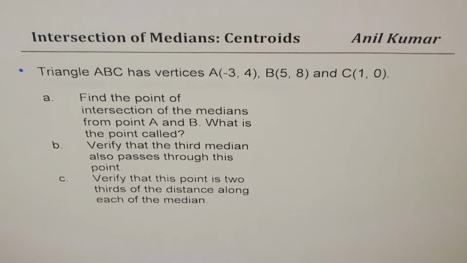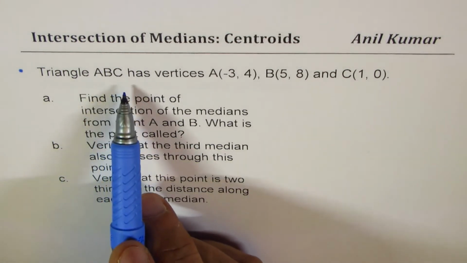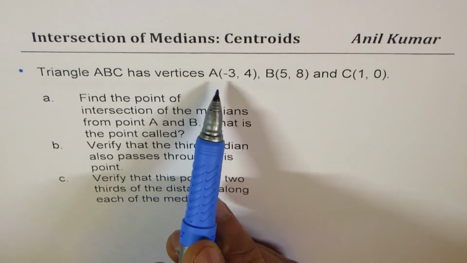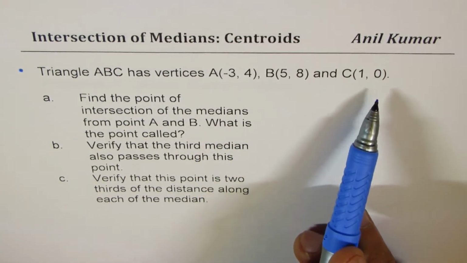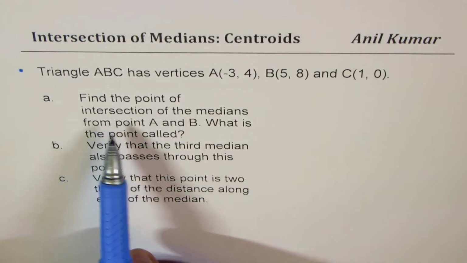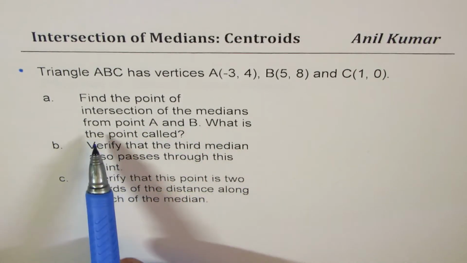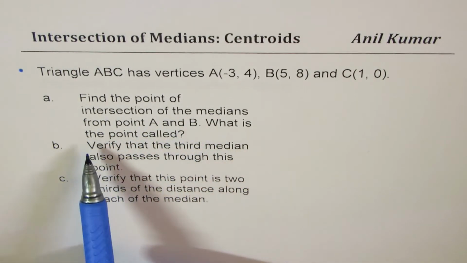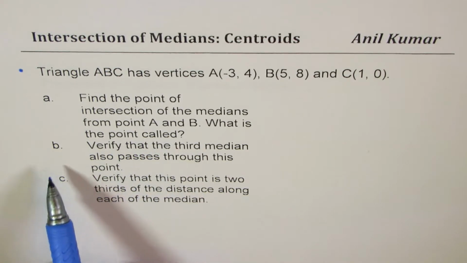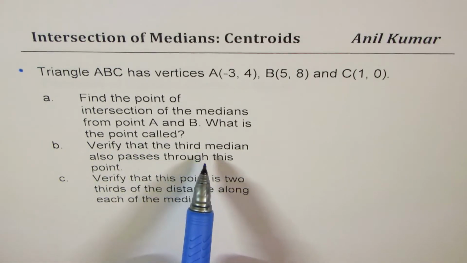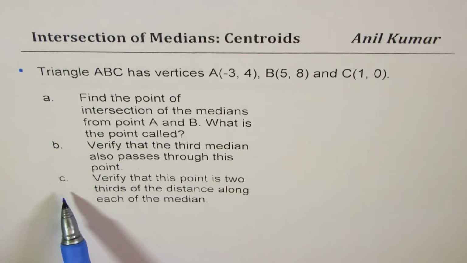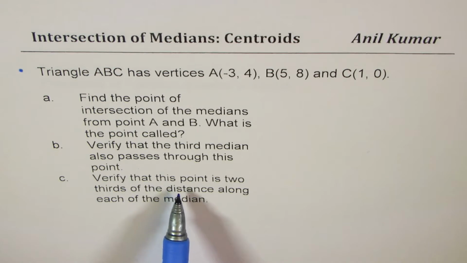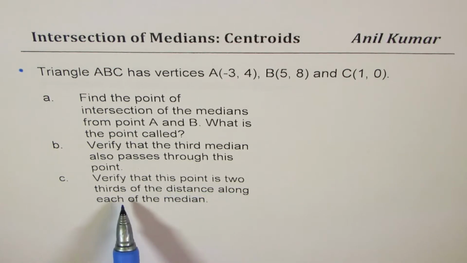The question here is, triangle ABC has vertices A (-3, 4), B (5, 8) and C (1, 0). A. Find the point of intersection of the medians from point A and B. What is the point called? B. Verify that the third median also passes through this point. C. Verify that this point is 2/3 of the distance along each of the medians.